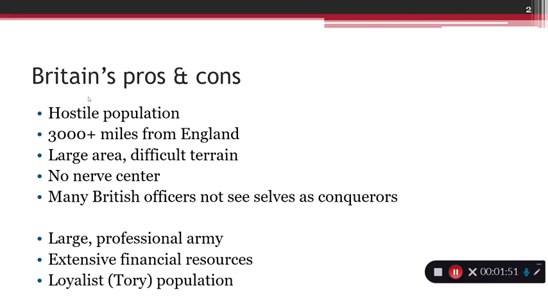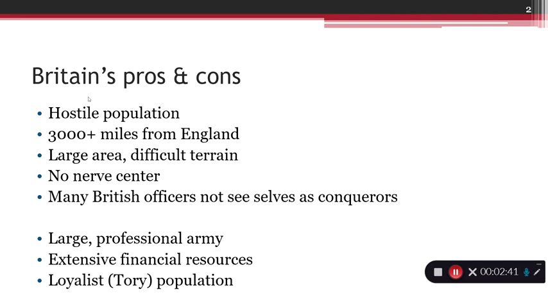So Britain's drawbacks or their disadvantages. They are 3,000 plus miles away from England, surrounded by largely a hostile population. But it is certainly not the case that everybody in the colonies was a patriot. It is certainly not the case that everyone in the colonies wanted independence. And it's certainly not the case that everybody in the colonies even thought that Britain was in some way being unfair or oppressive to the colonists. But even with all of that, there is certainly a large number of Americans who are hostile to the British presence. And so this is going to make it difficult for the British Army to operate.